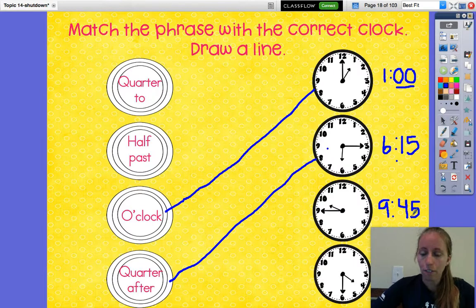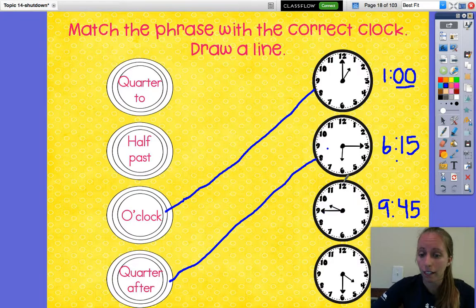So it's 9:45. Another way of saying that, it's not half past, right? Because that would mean it would have to be halfway around. It went more than halfway around. Half of 12 is 6, so it would be on the 6. So it must be a quarter to, and that's right.